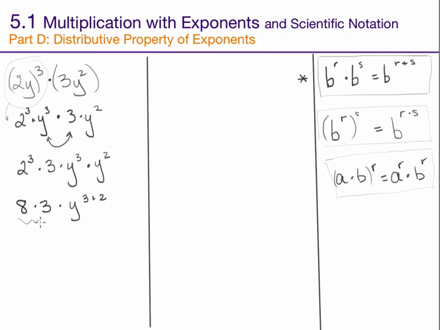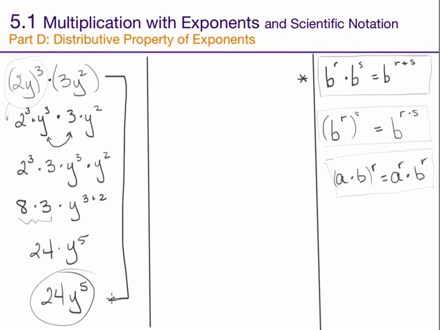Finally, I know 8 times 3 is 24, and I know 3 plus 2 is 5. My final answer is 24 y to the 5th. This expression simplifies to this expression. Our last example for now.